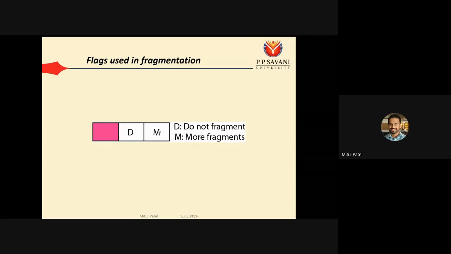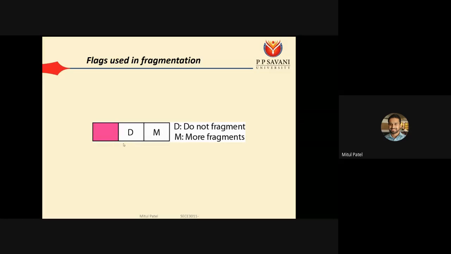Okay, so if M is set as 1, it indicates that we can have more fragments. So it can be the first fragment or the intermediate fragments, and if this M bit is set at 0, this indicates that this one is the last fragment.